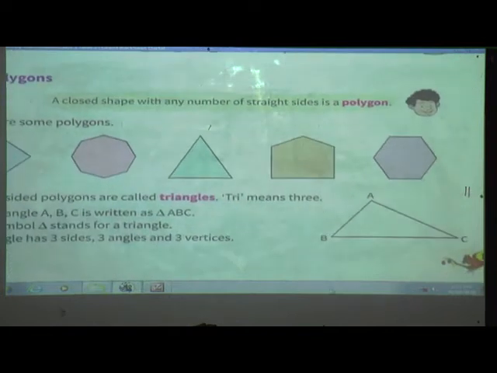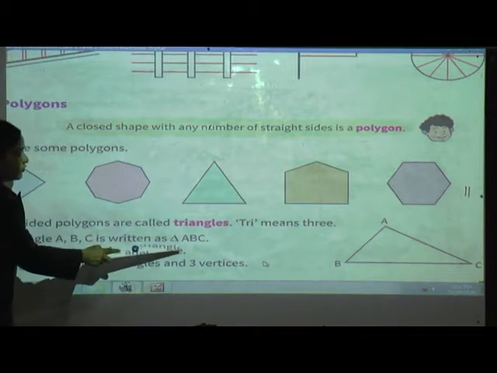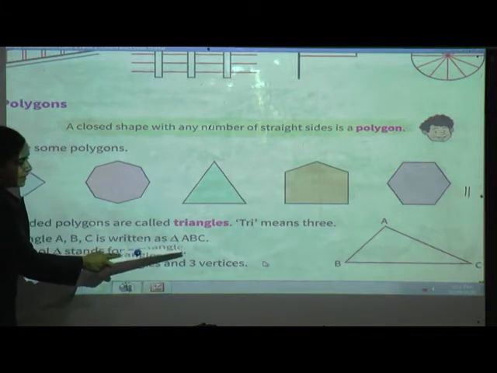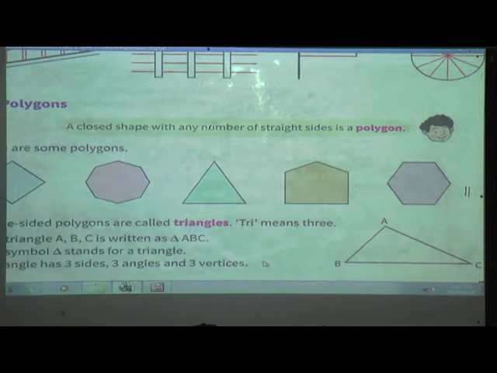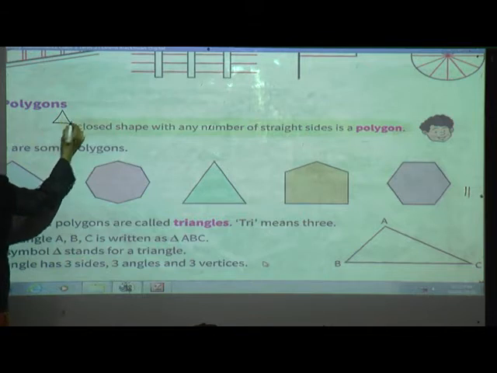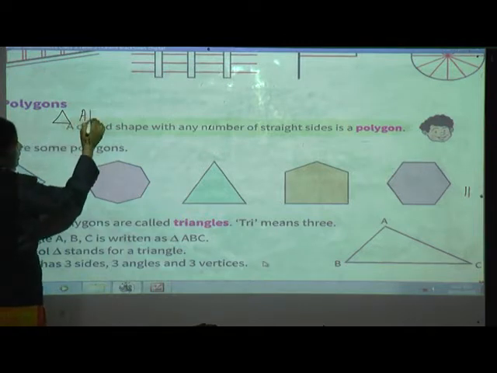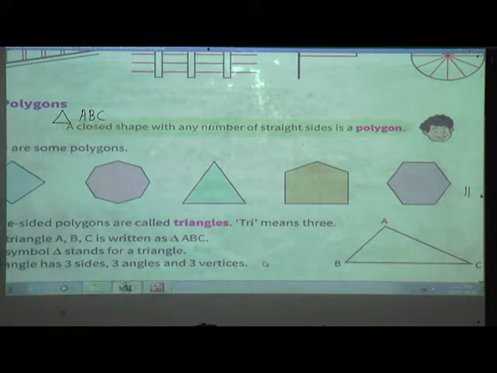Now, the triangle ABC is written like this. This is a sign of a triangle and we can write like triangle ABC. This symbol stands for a triangle. Instead of writing the spelling of triangle, you can draw this sign and write triangle ABC.